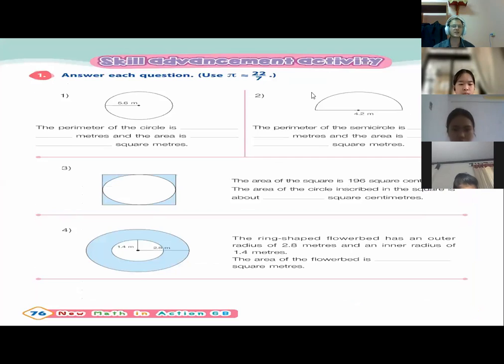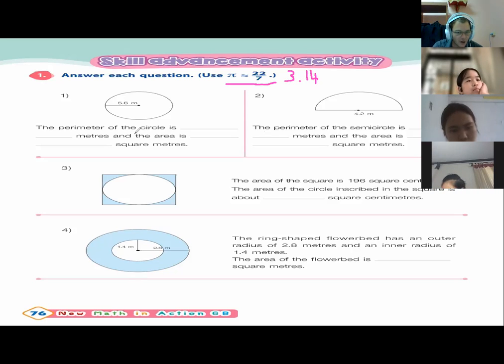So now I want to look at a skill advancement activity on page 76. And I want you guys to give me the answers. So please, let's all work together here while I ask the questions. Okay. So question 1. Answer each question and use pi as 22/7 or 3.14.